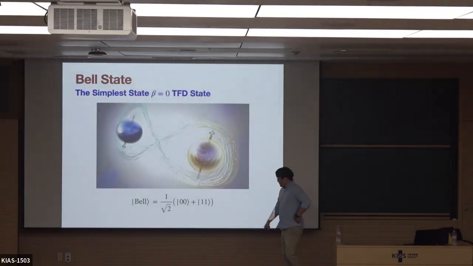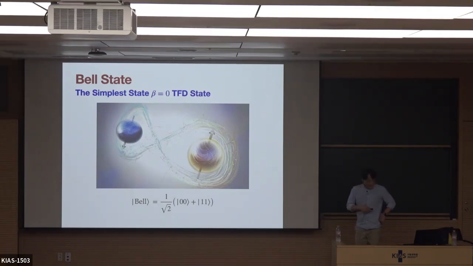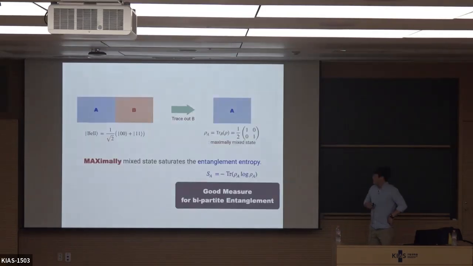So to introduce this multipartite entangled state, let's first go to the Bell state, because this is the simplest maximally entangled state with the smallest number of qubits. So it's a good example. So we have the Bell state.